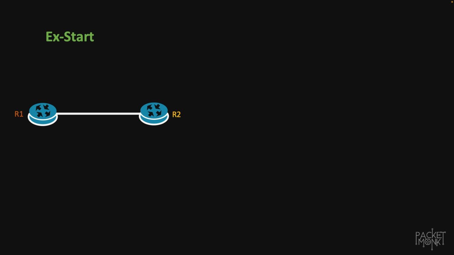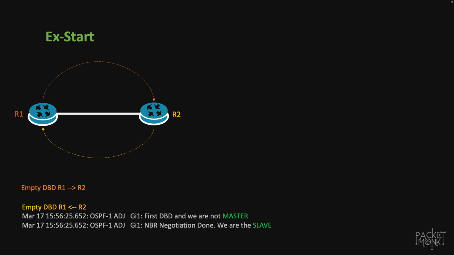The next state is ExStart, and this is where the master-slave election will take place. The master router will control the routing information exchange. So this is how the ExStart state looks. Initially, an empty DBD will be exchanged between both routers, and this empty DBD will have the router ID, priority, MTU, etc. Based on the highest router ID, a router will be elected as the master, and the other router will become the slave. Here, R1 sends an empty DBD first, and then it receives an empty DBD from R2. When R1 gets the DBD, since R2 has the highest IP address, R2 becomes the master and R1 becomes the slave.